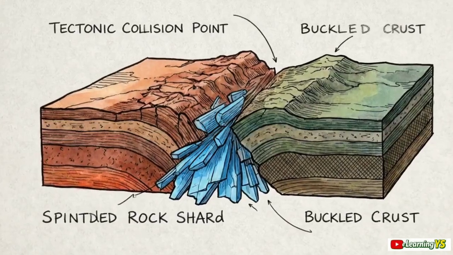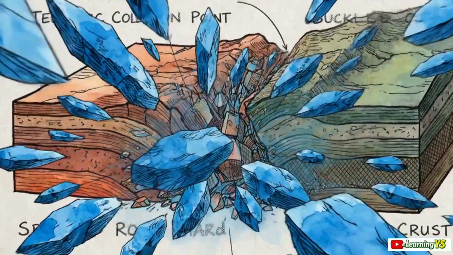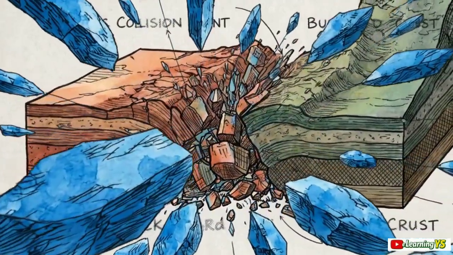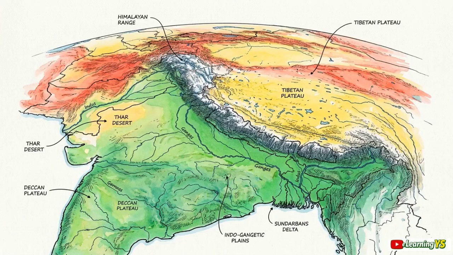50 million years ago, the Indian tectonic plate rammed into Eurasia. The impact buckled the Earth's crust, driving a jagged rock wall into the atmosphere. This collision created a physical extreme that dictates the climate, security, and connectivity of the entire South Asian subcontinent.